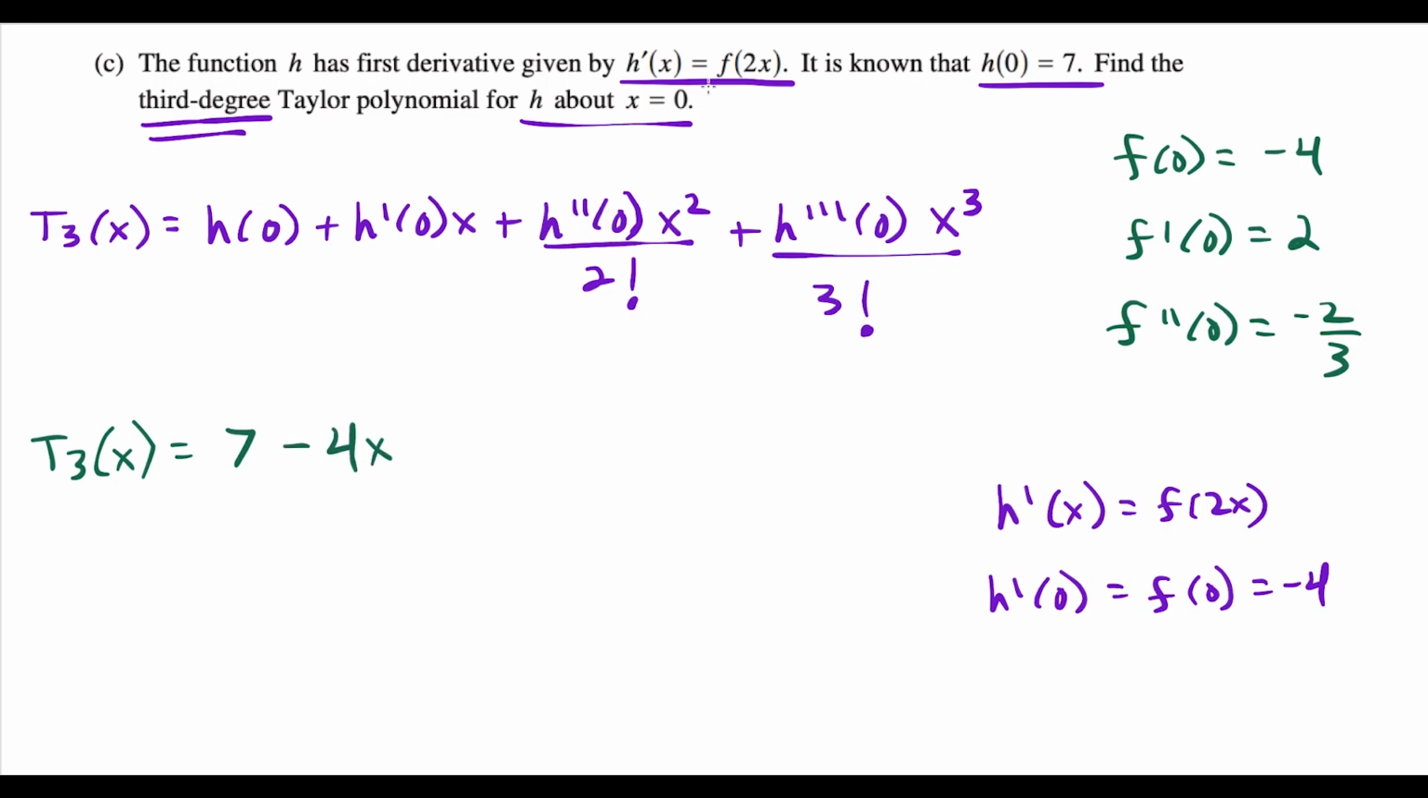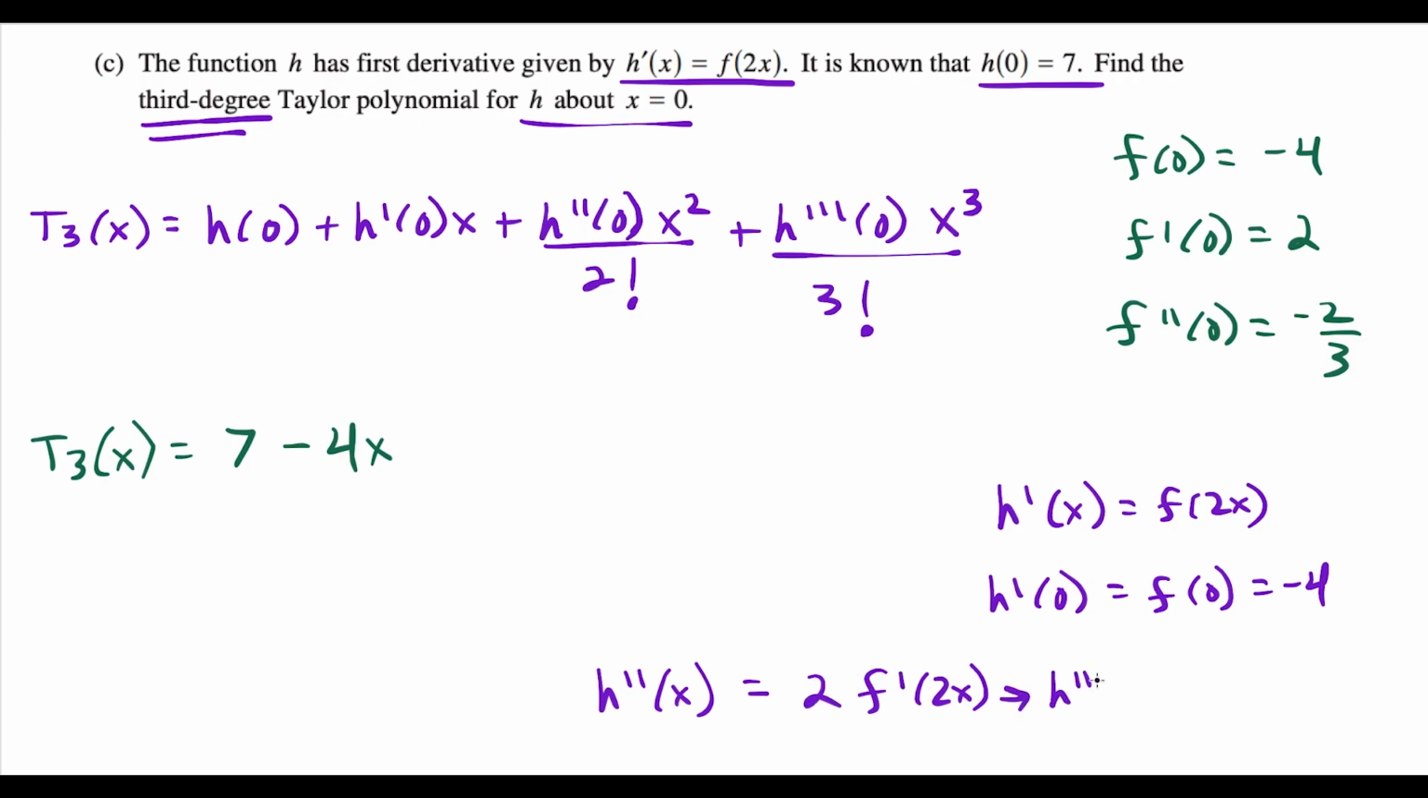And now we have to find h double prime of 0. But to find h double prime, what we're going to have to make use of here is that h double prime of x is the derivative of h prime of x. And we have to do the chain rule to take the derivative of f of 2x. So the derivative of the outside is f prime, and we have f prime of 2x times the derivative of the inside, which is 2.